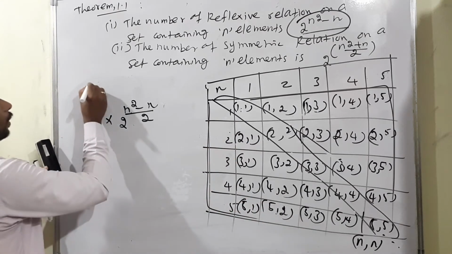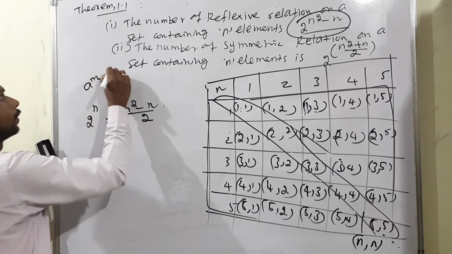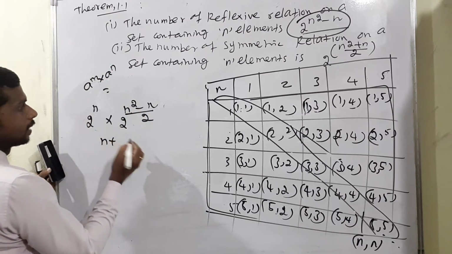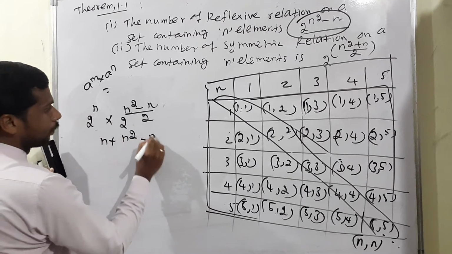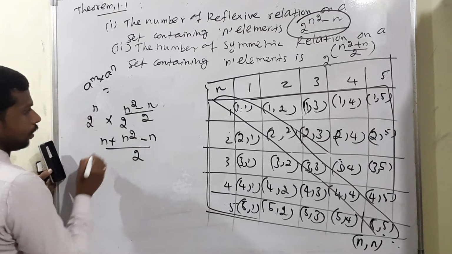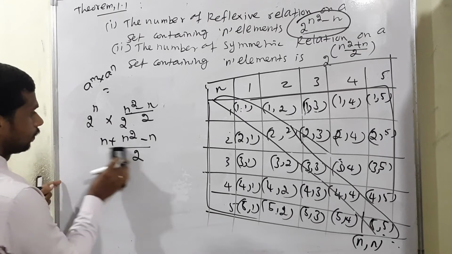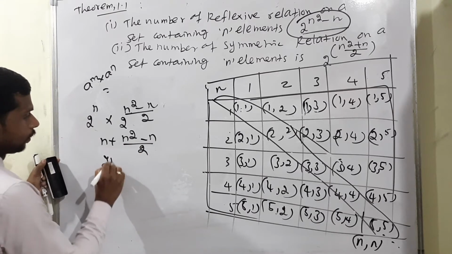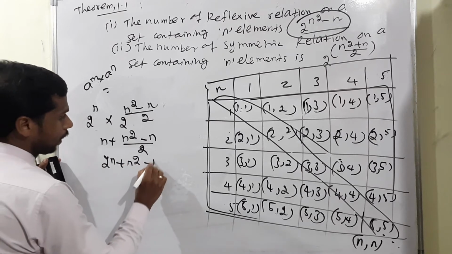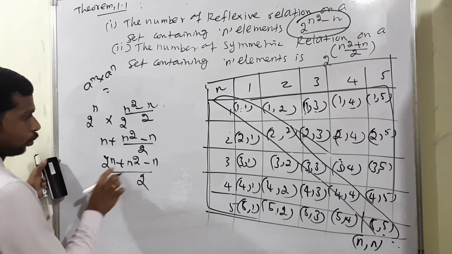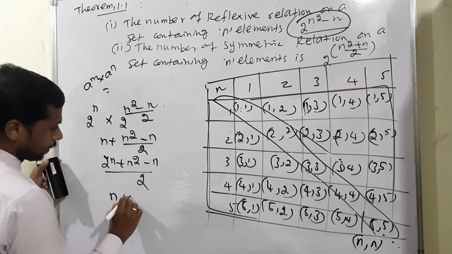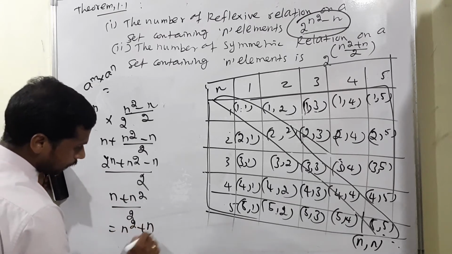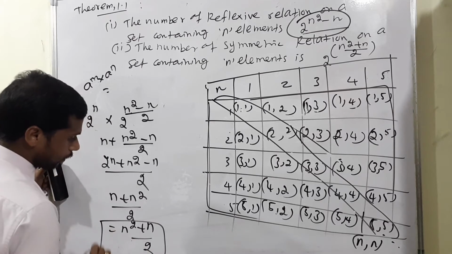Now we already know the condition a to the power m into a to the power n. The base is the same, so we can equate the powers: n plus n square minus n divided by 2. This is only one term. Therefore 2 into n means 2n plus n square minus n divided by 2. 2n minus n means n plus n square divided by 2. Therefore n square plus n divided by 2. This is our symmetric form.